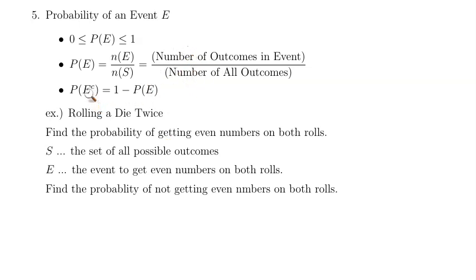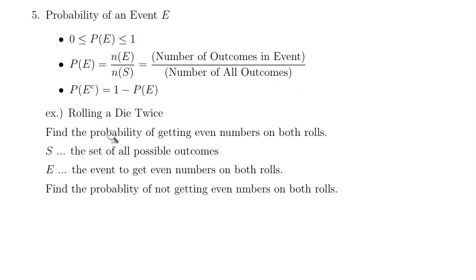And here, this is the probability of the opposite of the event, which is called the complement. So for the probability of the complement of the event E, all you have to do is 1 minus the probability of the original event that we don't want to happen. All right? So let's look at a simple example.